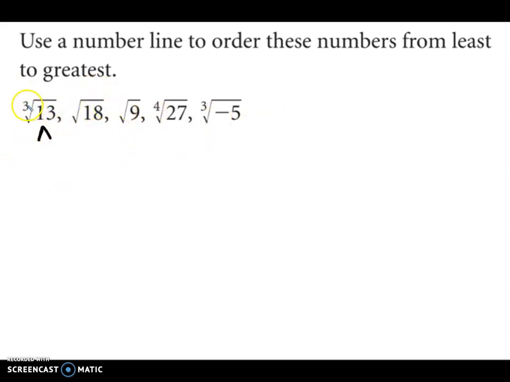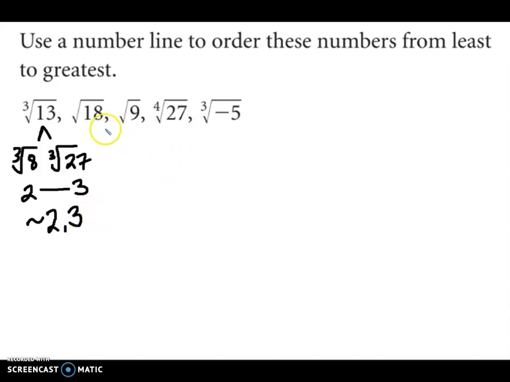So we'll try approximating root 13 and root 18, and then for the rest of them, I'll use the calculator. So the cube root of 13, that's going to sit somewhere between the cube root of 8 and the cube root of 27. So it's going to be a value between 2 and 3, but it's definitely going to be closer to 2 because 13 is closer to 8. So we can approximate that at about 2.3 maybe.